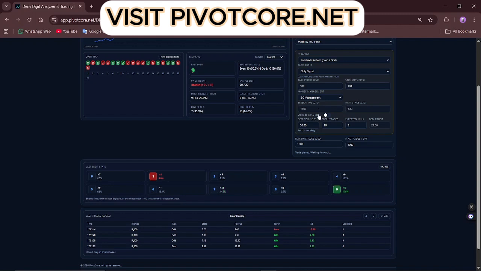And there we have it. 10 trades completed, and we hit our target of 5 wins exactly as planned. This kind of disciplined, automated approach is what separates those who gamble from those who trade.